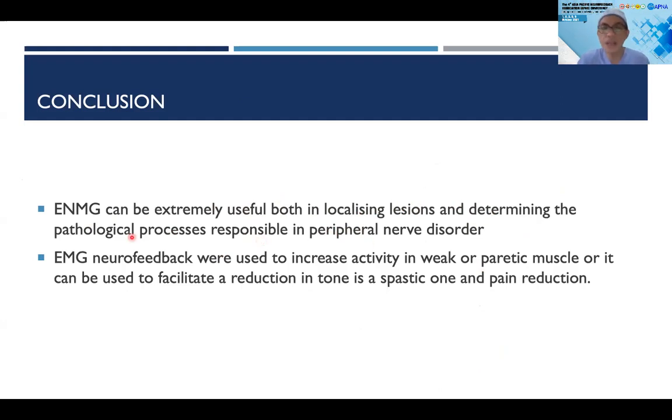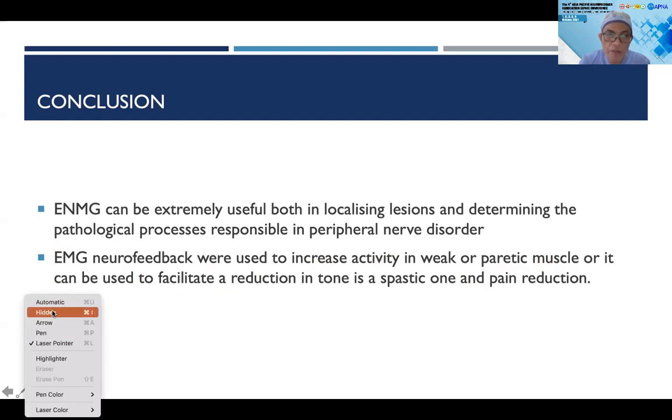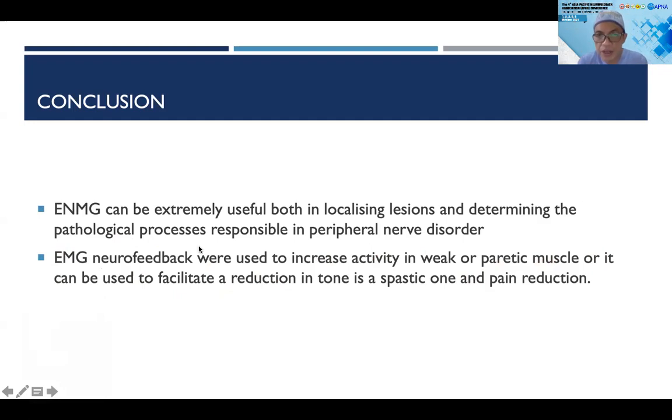And we can use EMG neurofeedback to increase activity in weak or paretic muscle. We set the target, we record the muscle activity, and then we try to achieve it. Or it can also be used to facilitate a reduction in spasm, in tone in a spastic muscle, and also in pain reduction.